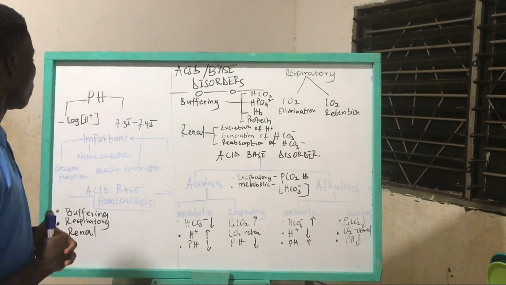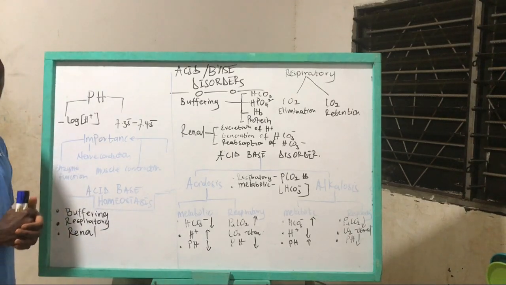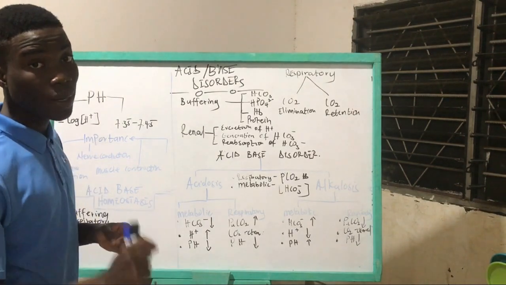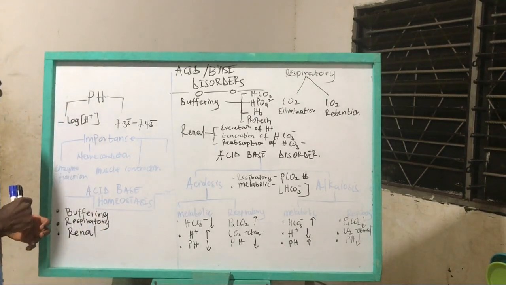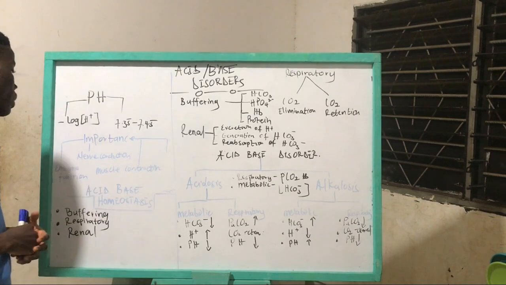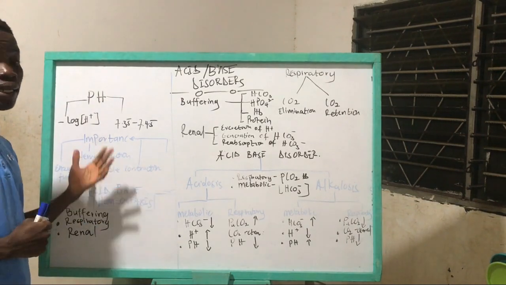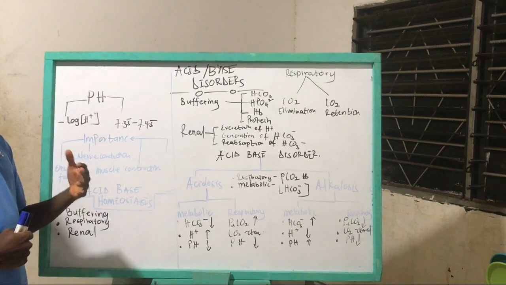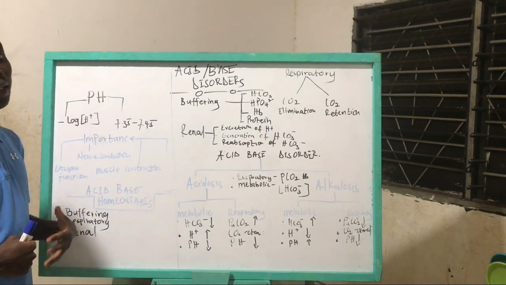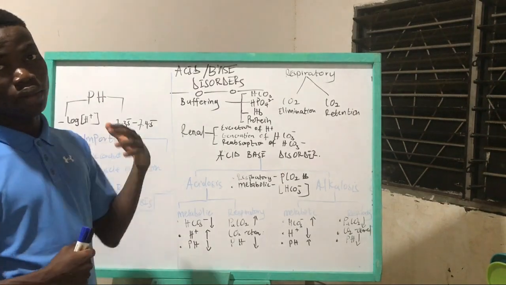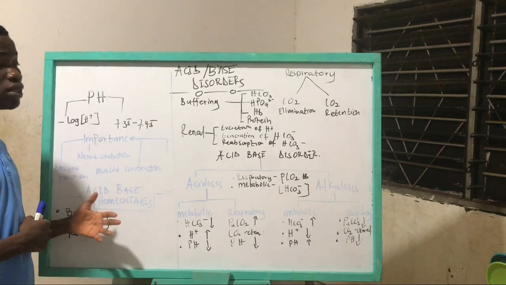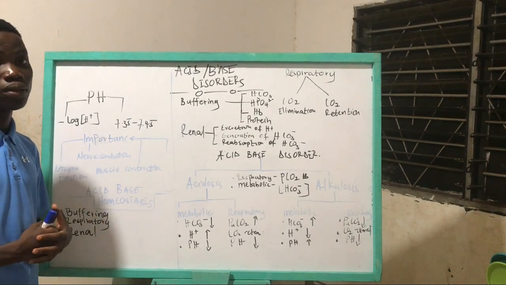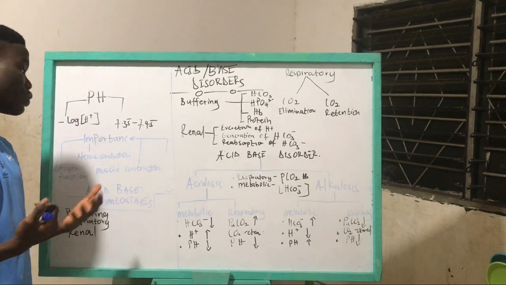Regarding the importance of pH, we can talk about enzyme function. Some enzymes will work best at an optimum pH. We can also talk about muscle contraction, nerve conduction, etc. So pH plays an important role. When the body fluid compartment is too acidic, it will alter some of the normal functions of the body. And when it is too basic, some chemicals or some enzymes will not be able to function well.